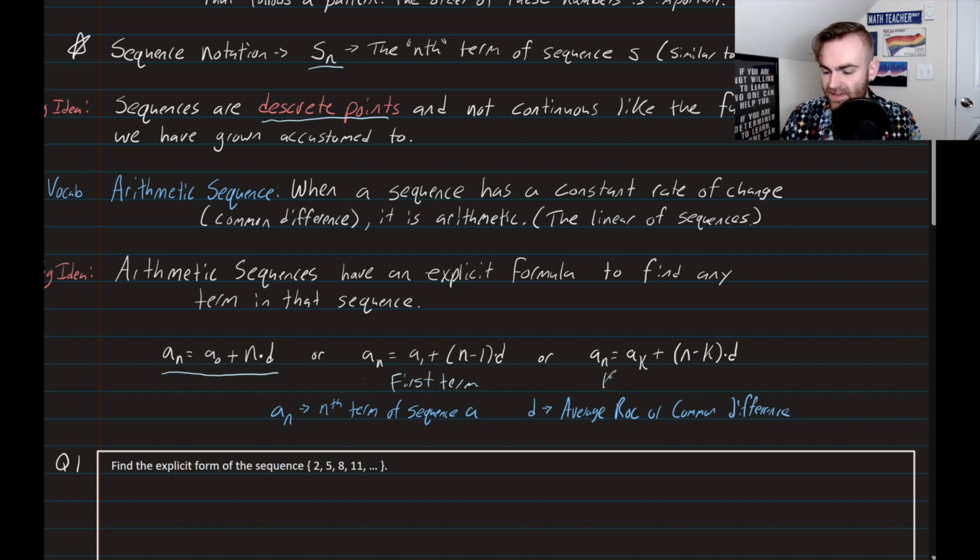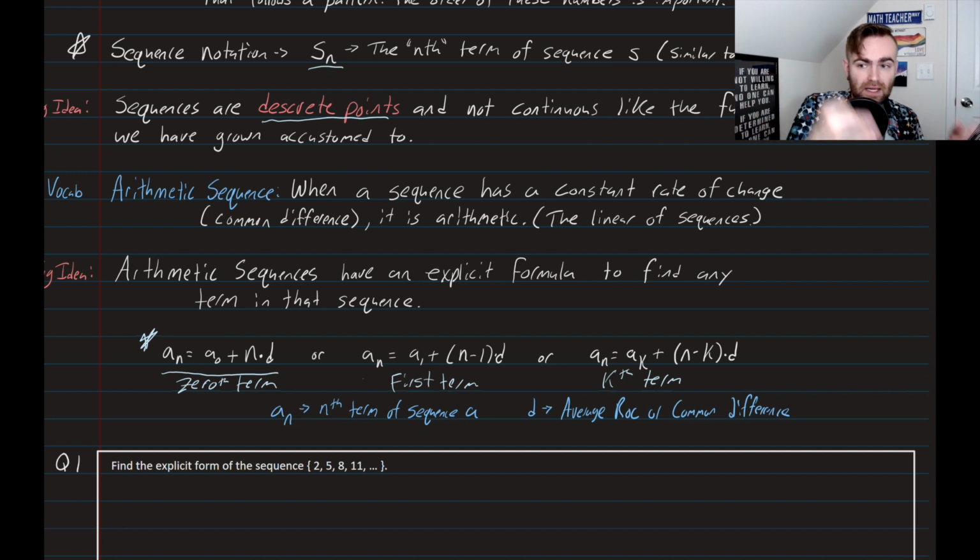formula, or you could have the kth term. I apologize, my K's are awful. It's the worst letter for me. But if you have the zeroth term, you could also use this one. And this one is going to come up a bit next lesson, especially when we start to talk about the relationships between sequences and functions. That's going to come up a little bit.